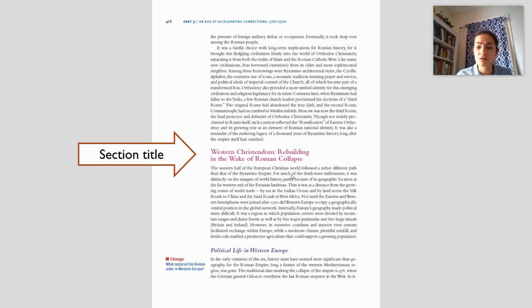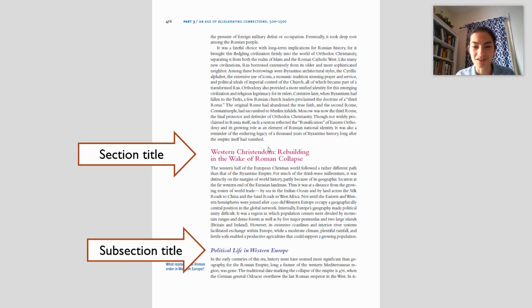Within each section, you'll see several of these smaller blue headers. Those are subsections. So I'm just telling you this because I don't want you to think that when I assign you to read Western Christendom, Rebuilding in the Wake of the Roman Collapse, that all you have to read is this paragraph. You should read from the title of the section that you've been assigned through the next big purple section title. So please do watch out for that.